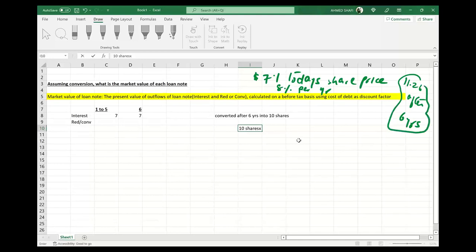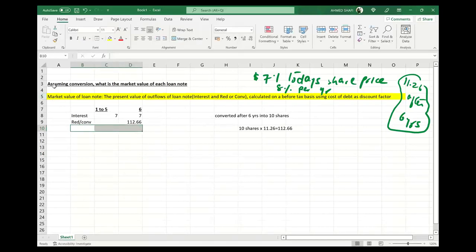This is being converted into 10 shares after 6 years. Since 7.1 is the current share price, growing by 8% per year, after 6 years it's going to be 11.26. So this will produce 112.66. Two outflows will be interest, you can write negative, positive, your choice, 7. And if converted, another outflow: the company has to give 10 shares at 11.26 per share, not 7.1. Two outflows. Net them all and you will get net cash flows, 7 and 119.66. These are the two outflows, interest and redemption.